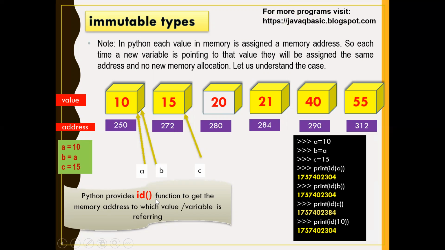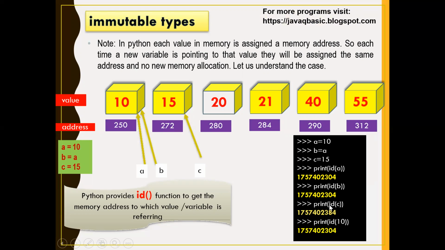Python provides the id function to get the memory address to which a value or variable is referring. Here you can see A is 10, B is equal to A, C is equal to 15. Now print id of A. When I am printing, it will print the address of the A variable. So the A variable address here you can see is 1757402304. Now print id of B. Now the id of A and id of B are the same. Here you can see.